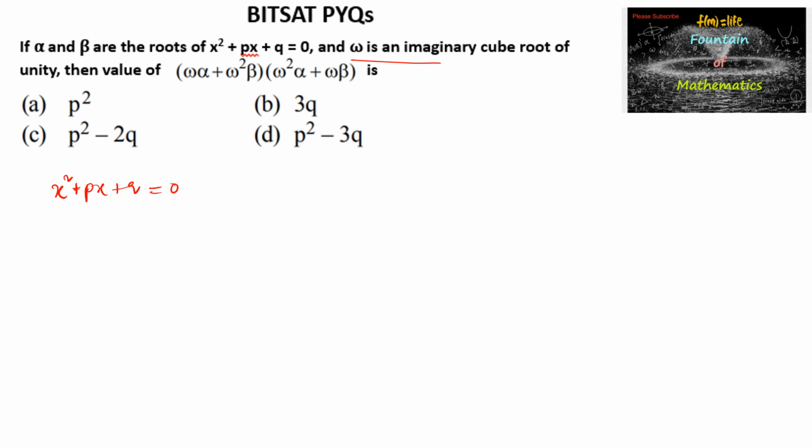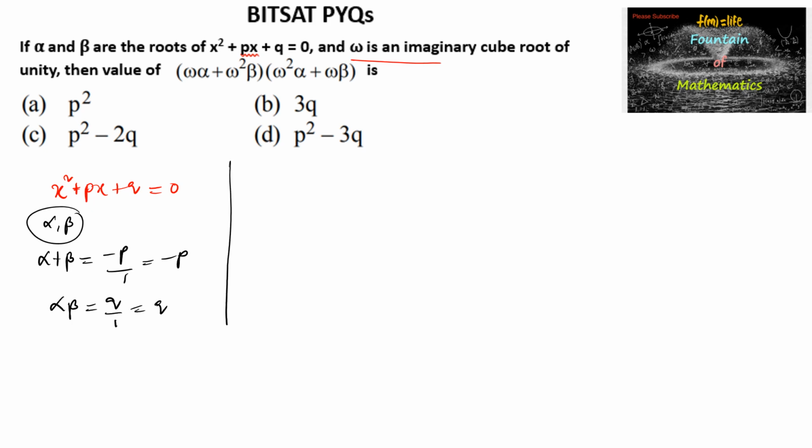And here since alpha and beta are the roots, the sum of the roots we can write as minus b by a, that is minus p by 1, and the product of the roots we can write as c upon a, that is q by 1, which is equal to q. And also since omega is an imaginary cube root of unity, we have omega cube is equal to 1 and 1 plus omega plus omega square is equal to 0. So let us simplify.